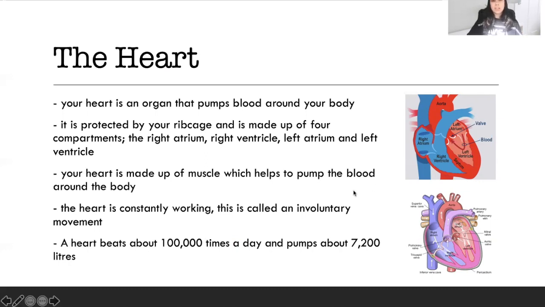Your heart is constantly working, and this is called an involuntary movement, which basically means you don't have to think about it, and your heart will continue to beat until your last breath. A heart beats around 100,000 times a day and pumps about 7,200 litres of blood within 24 hours. So as you can see, it's really important, so make sure you look after your heart.